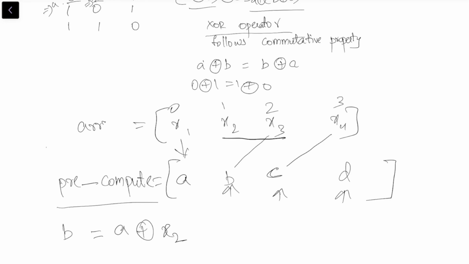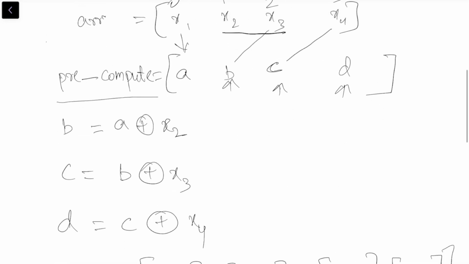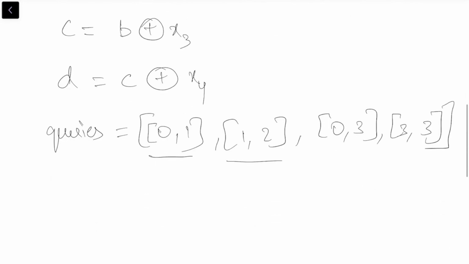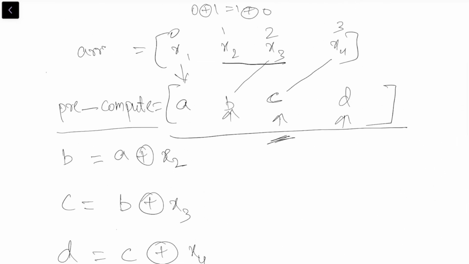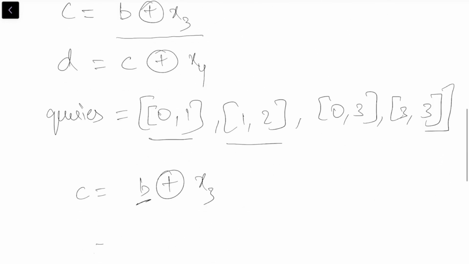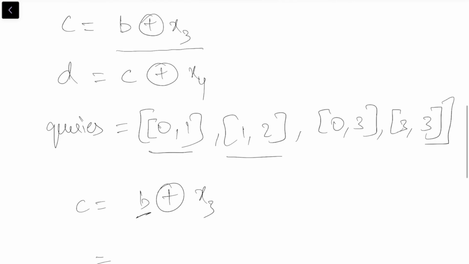For that, I'll go to this particular pre-compute. I'll take this C value. What is the C value? B XOR x3. Is it right? Yes. Now I'll replace B with A.